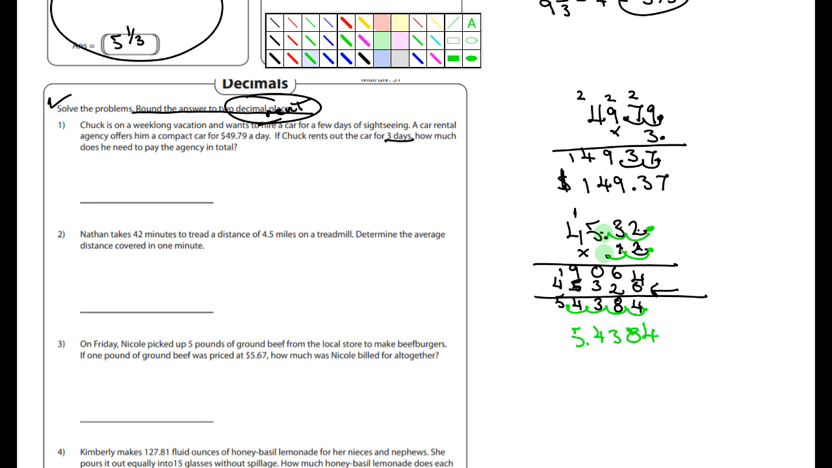So the answer is 5.4384. Now again, I think you guys were taught this while I was gone, at least I hope so. If not, we'll do some more. And that kind of makes sense because this is a really small number. This is 1.2 and it's being multiplied by a much larger number. Okay, so you're going to come up with a pretty small number, which is 5.4384.